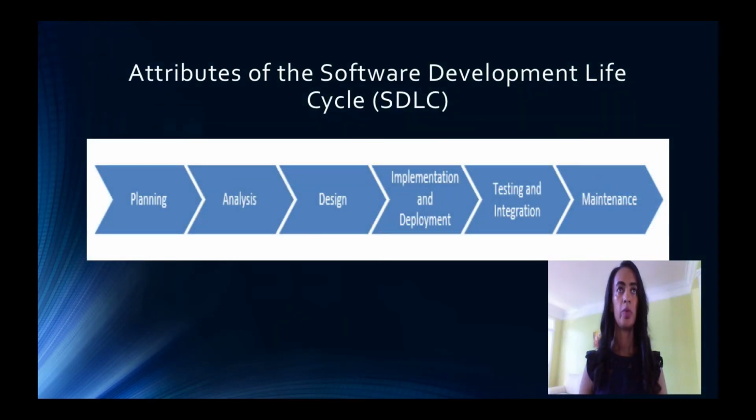The key attributes of the software development lifecycle, SDLC, are defined in 6 phases. The phases are arranged in a priority sequence and represent the passage through time of the software development. The 6 phases in every SDLC model include planning, analysis, design, implementation and deployment, testing and integration, and maintenance.